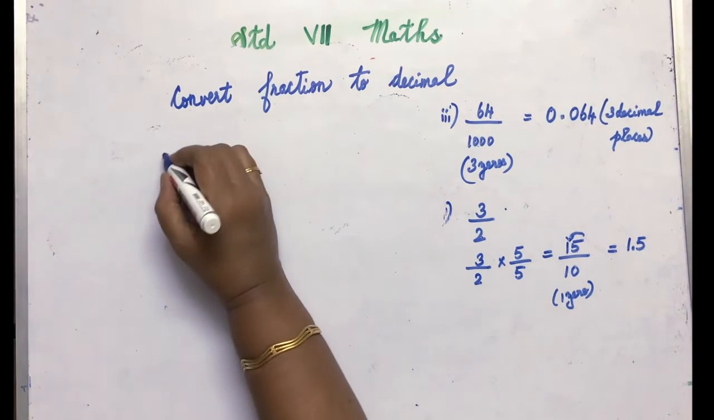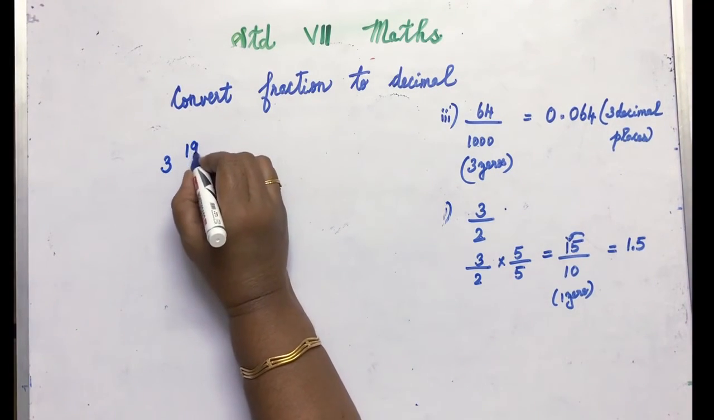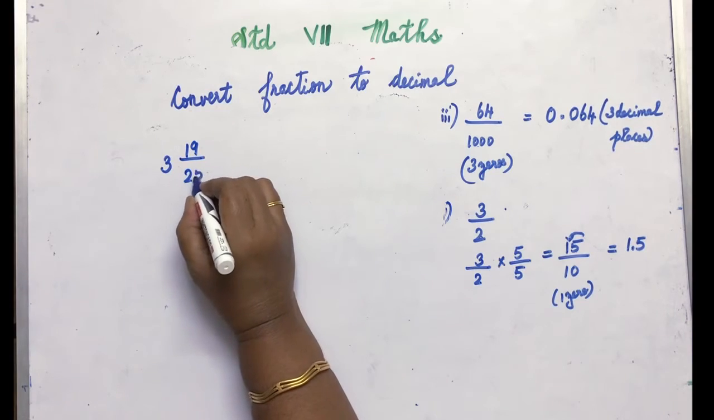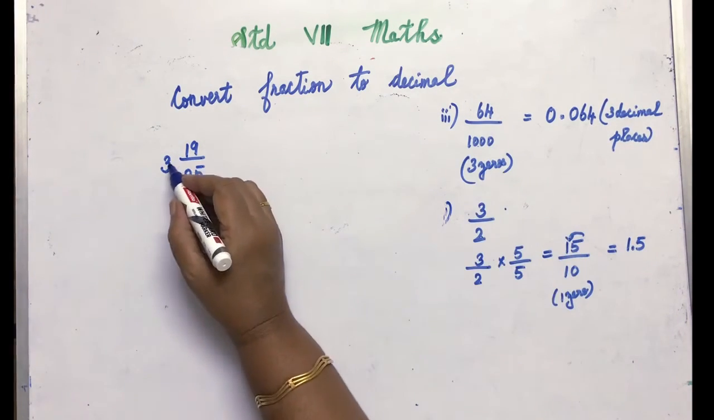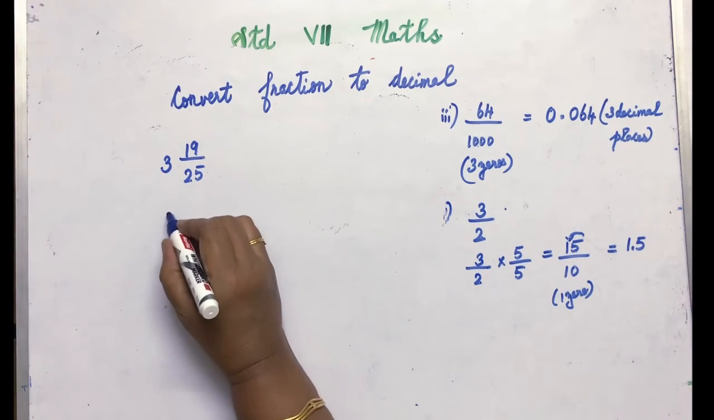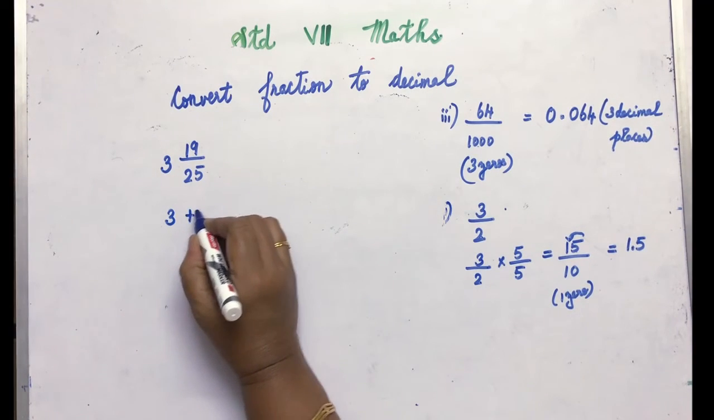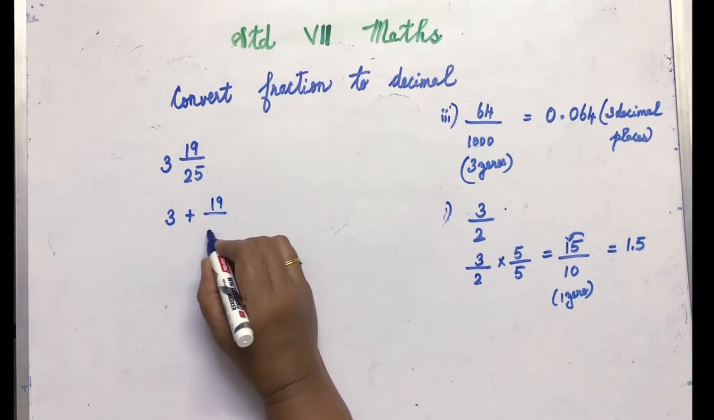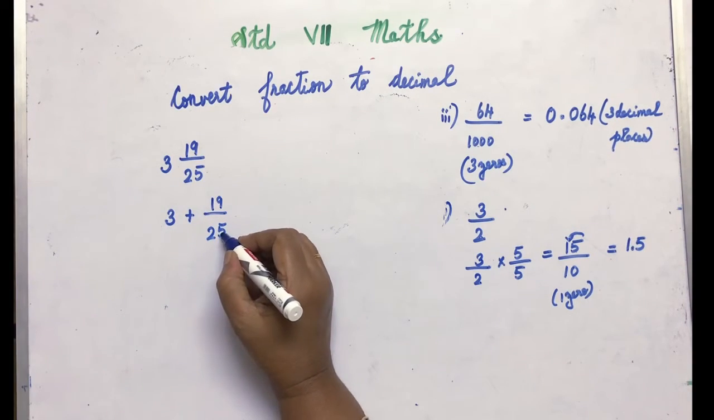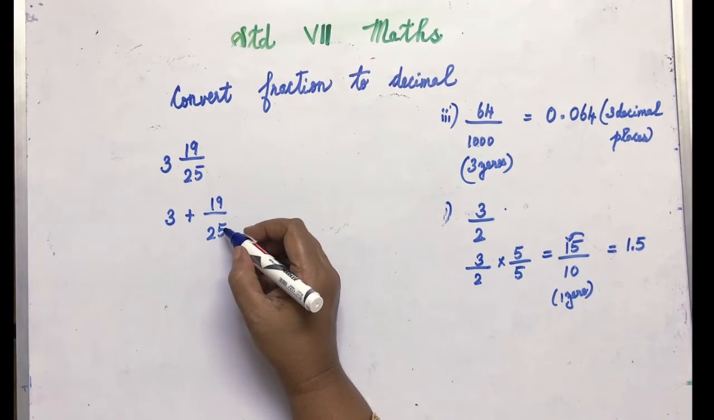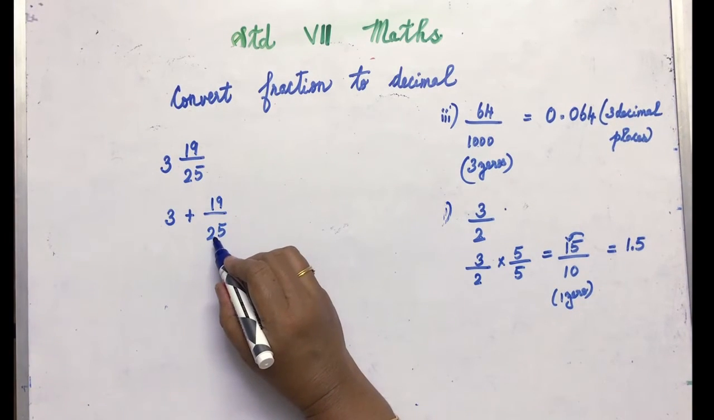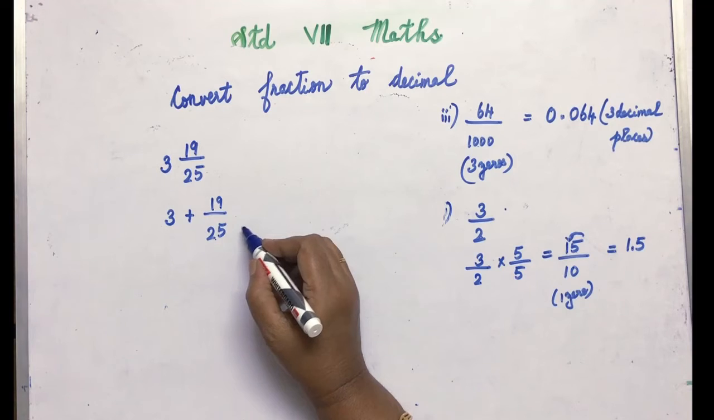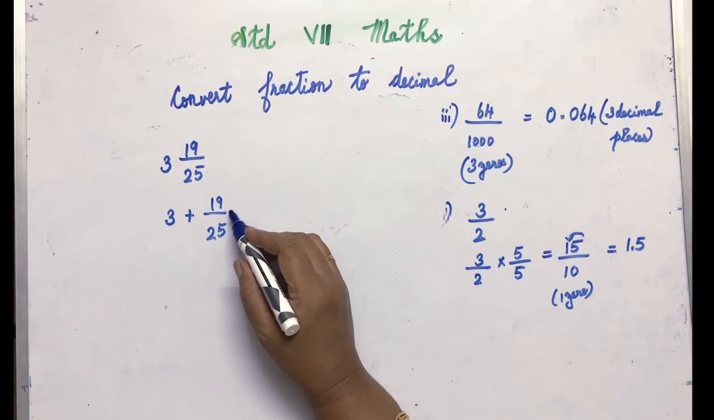Now next sum is 19 by 25. Here we don't have whole numbers at all, but here there is whole numbers. So this can be written as 3 plus 19 by 25. Now here also denominator is not 10 or 100 or 1000. We can change this 25 into 100 by using 4 tables.